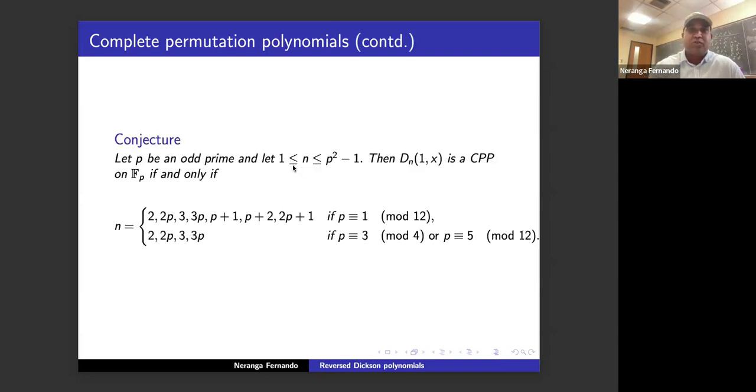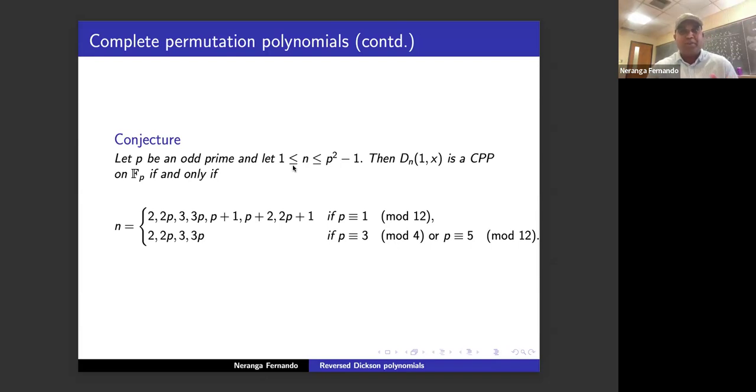We also wanted to discuss the complete permutation polynomials arising from the reverse Dickson polynomials of the first kind. We showed in that project that all these indices are sufficient for the polynomial to be a complete permutation polynomial. But to prove this conjecture, one has to prove that they are also necessary. So you can consider this conjecture as a sub-conjecture of the previous conjecture.